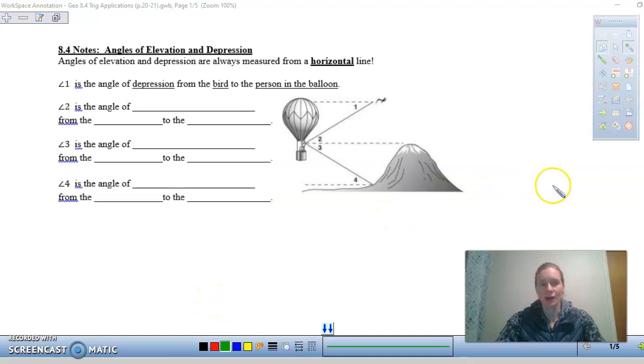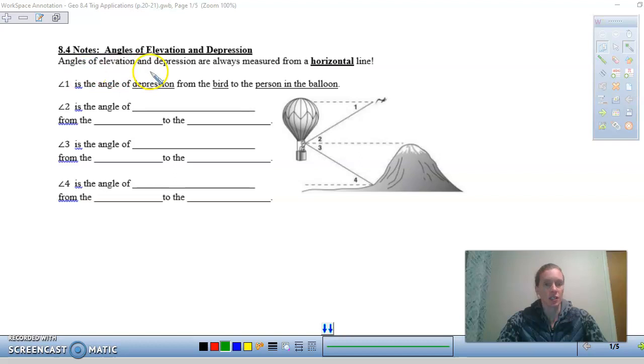Hello. I'm going to use the webcam this time because I do want to do some hand motions for this lesson. Okay, so angles of elevation and depression are an application that you use trigonometry for.